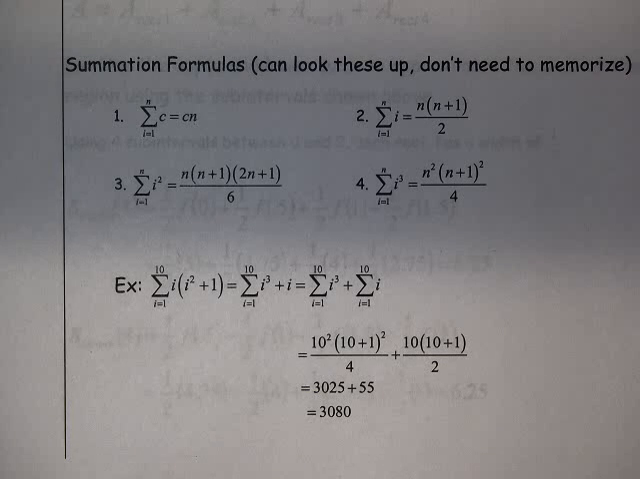We can distribute that i. We get i cubed plus i. And there's a formula for the summation of i cubed. And there's a formula for the summation of i. We can use those formulas to find 3080.